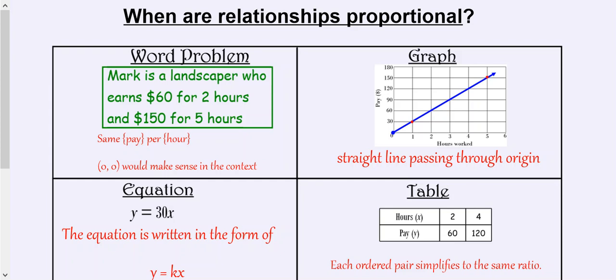So he gets the same pay per hour, as well as if it was on a graph, the graph would go through the point 0, 0 because if he didn't work any hours, he would not make any money. If we're looking at a graph, we have a proportional relationship when we have a straight line, and when the graph also passes through that origin, point 0, 0 on the graph.